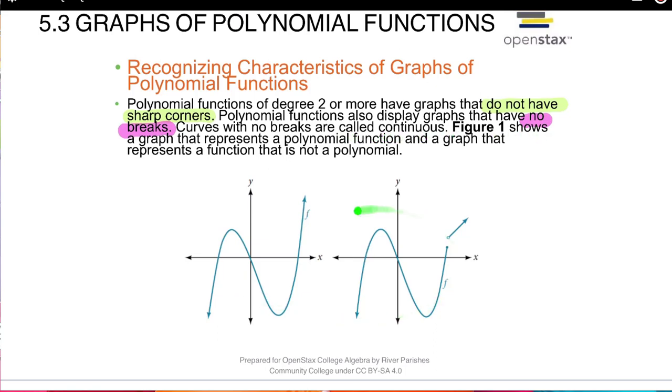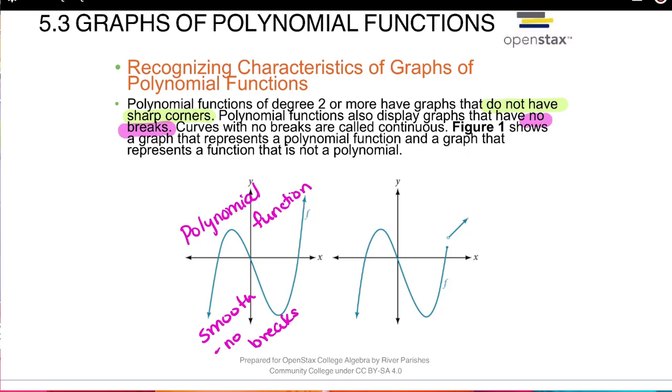Figure 1, right here, shows a graph that represents a polynomial function and a graph that represents a function that is not a polynomial. So let's look at these. This looks like a smooth curve. It doesn't have sharp corners. It doesn't have any breaks. So I would say this here is a polynomial function. It's smooth and it has no breaks.